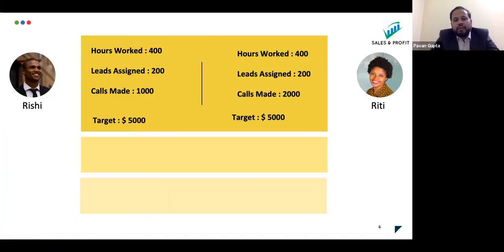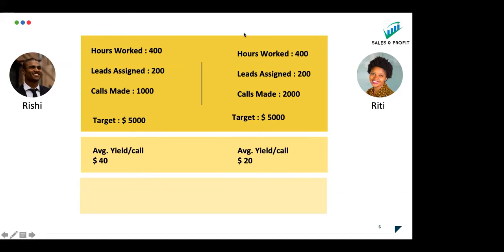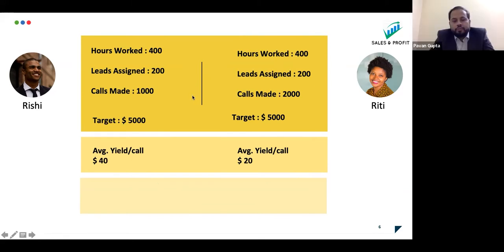I'm going to add another piece of information for you to look at, along with the entire answers you gave, and then tell me. Now we have the average yield of Rishi and Riti added to the information. How would you rate them now? Who is more productive in this scenario? Lijo, can we have the second poll coming up, please? Yeah, sure. 1.1 is what we are referring to.